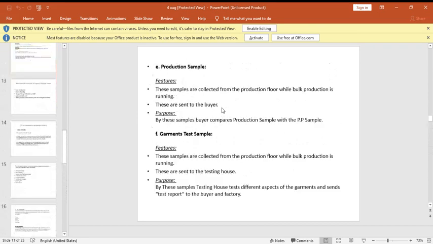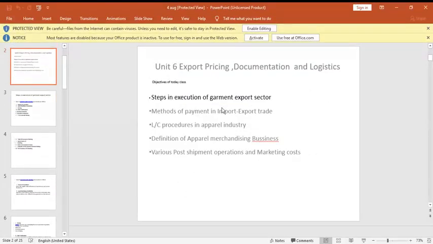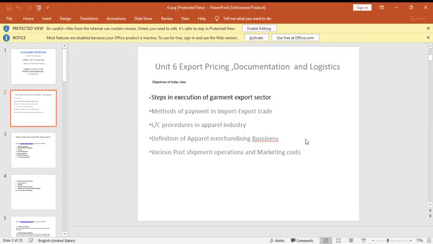So in this chapter, what is the chapter name? Export pricing, documentation, and logistics. Yesterday we learned the definition of export pricing, the importance of export pricing, the objectives of export pricing, and documentation. What are the documents we have to provide, import documents and export documents, and what are the logistics. Logistics comes under all the points I have covered in the remaining five units.